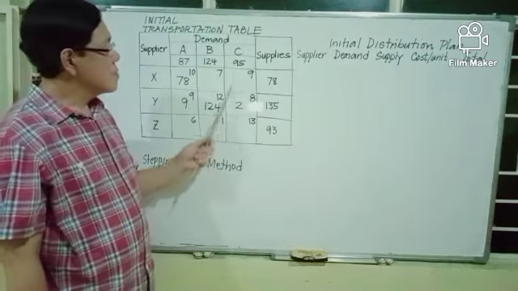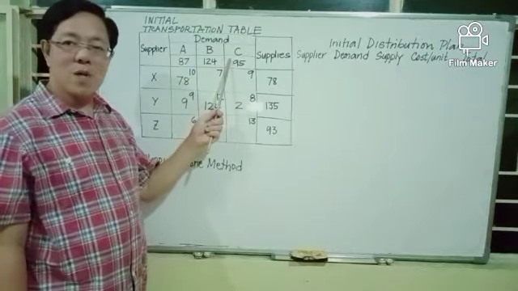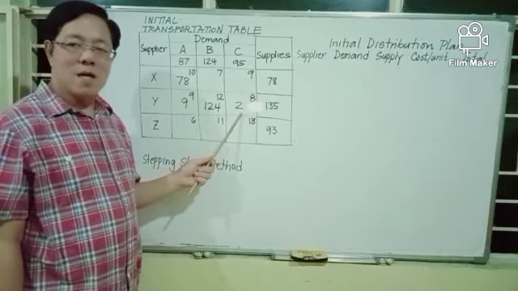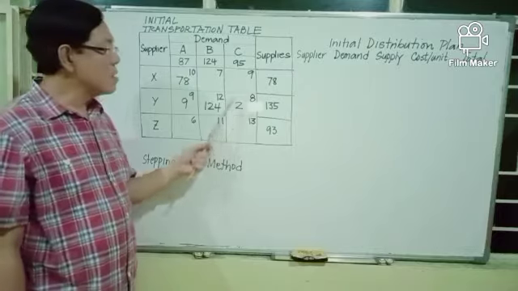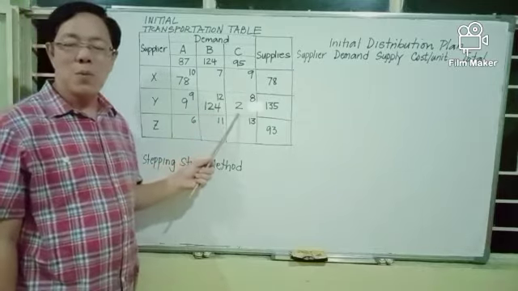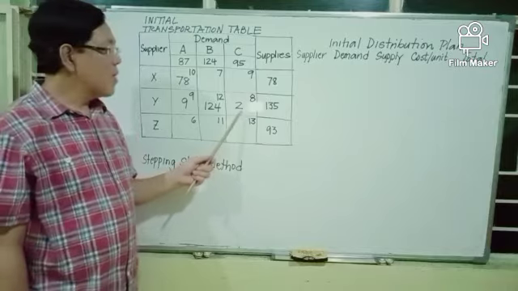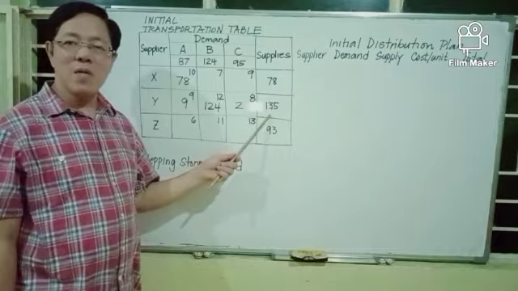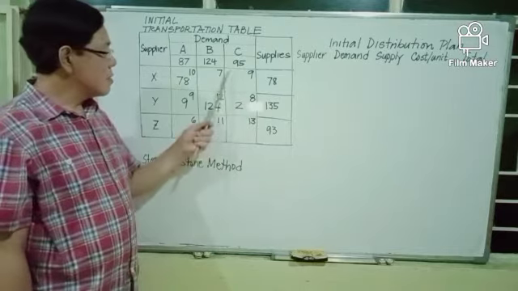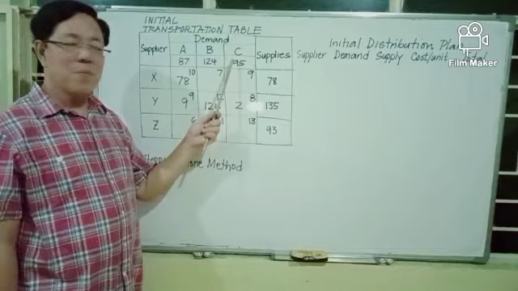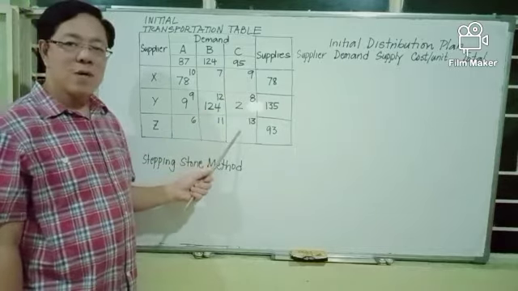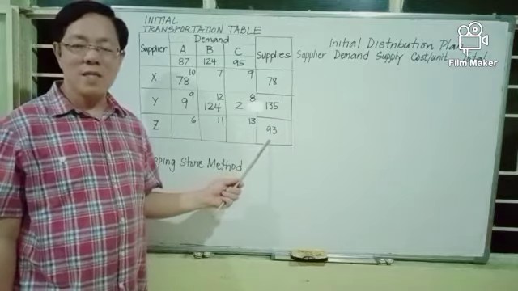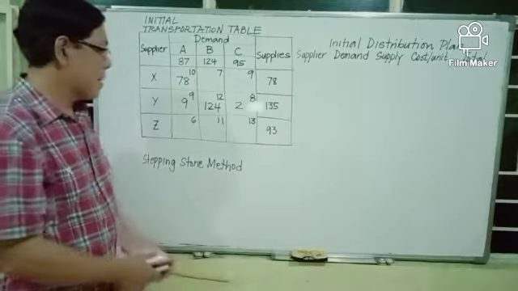And customer C requires 95. Now it receives 2 units. So it means an additional of how many more units? 95 minus 2, 93 units. But we have used all the available units of supplier Y. So the additional 93 units of customer C, we will get from the third supplier Z that has exactly 93 units.